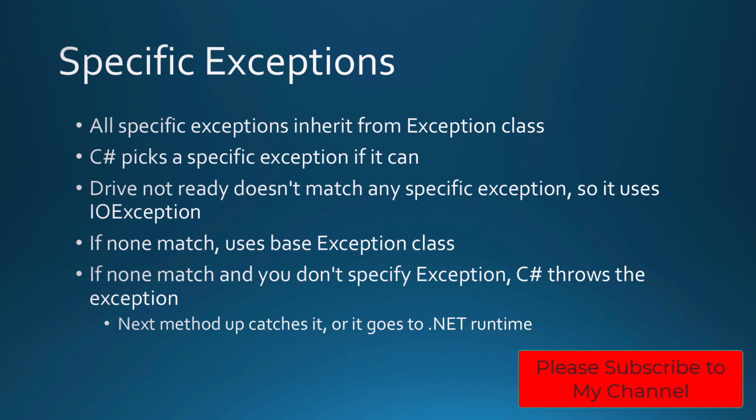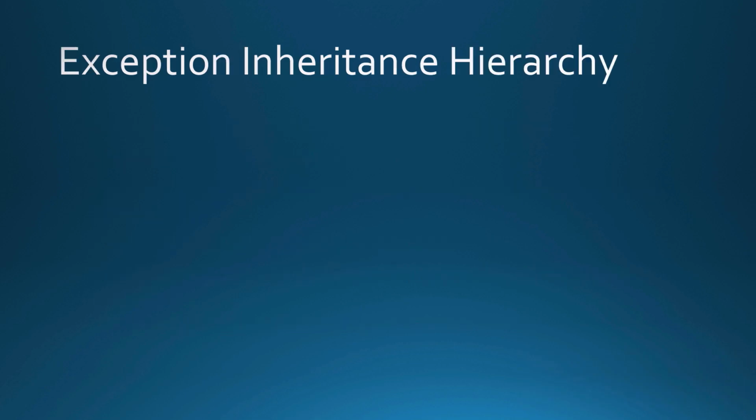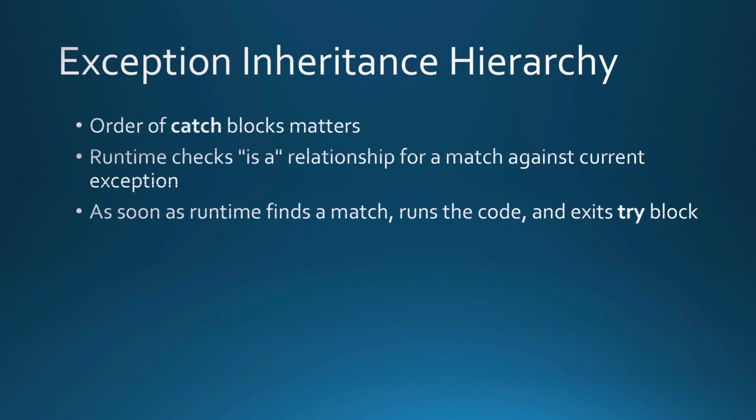Now, there's a lot of information there. It'll make more sense when you see the sample that I'm coming up to, but there is an exception inheritance hierarchy. So the order of the catch blocks that we're going to do matters. The runtime checks an is-a relationship. So if it throws an IO exception, it's going to look in the catch block list and say, do you have an IO exception there? Is it an IO exception? And as soon as the runtime finds a match, it runs the code within that catch block and then finally exits the whole try block after that.